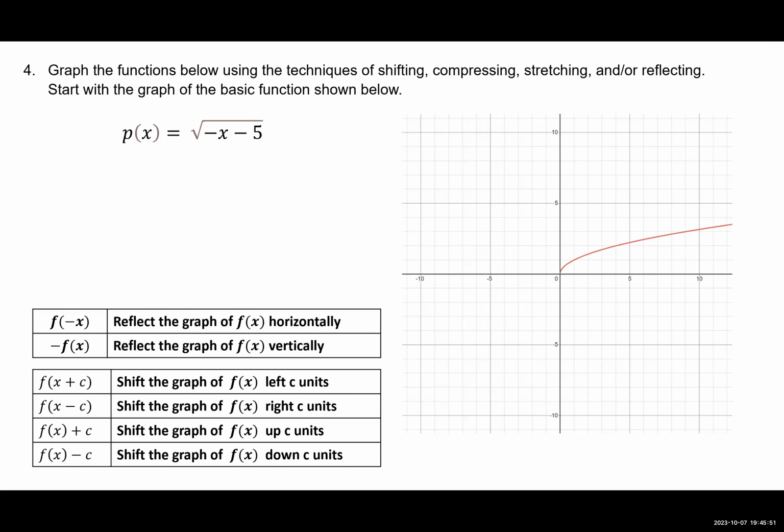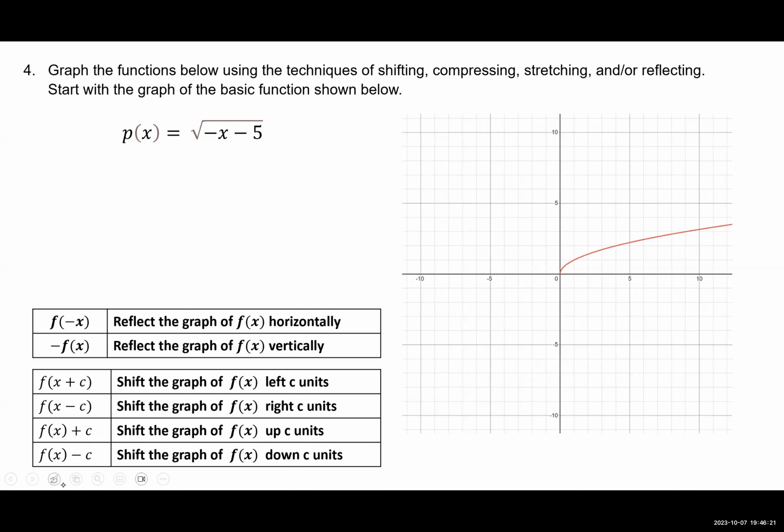Okay, in this one, we've got P of x equals the square root of negative x minus 5. So we have a negative sign and we have a subtraction. Now, we've seen that the subtraction is a shift, but this one, we have to do a little bit of manipulating here because it's not actually going to end up being a minus 5.